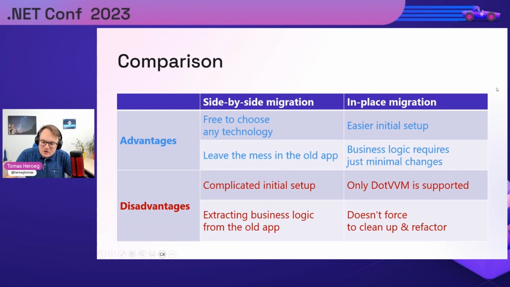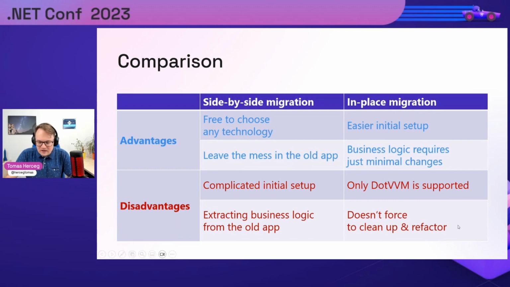The in-place migration is easier because you are still in one project and the business logic doesn't have to be changed much. You should do some refactoring along the way, but you can use the business logic the same way as you did before. But you don't have the freedom. You have to stick to the DotVVM framework because that's the only technology which is supported on both .NET Framework and .NET 7 and 8 at the same time without changing the syntax.